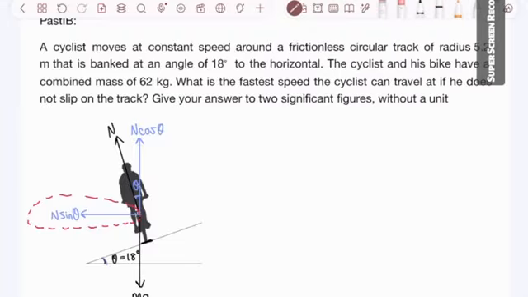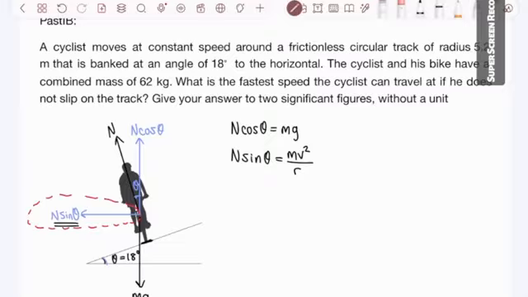So now in the vertical we have n cosine theta and mg, and they're going to balance each other out. So this motion is in vertical equilibrium. So I could easily make them equal: n cosine theta equals mg. And I also know that n sine theta is providing the centripetal force. So I could say n sine theta equals mv squared over r, which is the centripetal force.